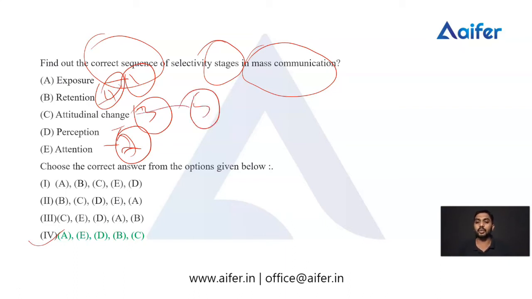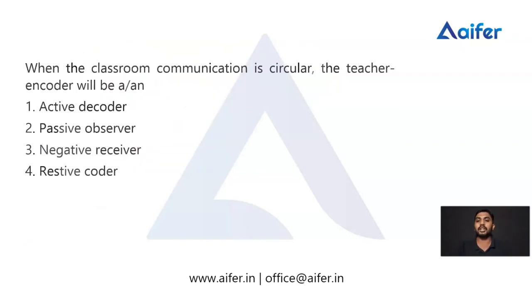The last one is attitudinal change. After going through these stages, automatically the result will be an attitudinal change in us. Our attitude will be changed. These are the stages in mass communication, or we can say these are the correct sequence of selectivity stages in mass communication. I hope you have understood this concept. We can move to the next question.